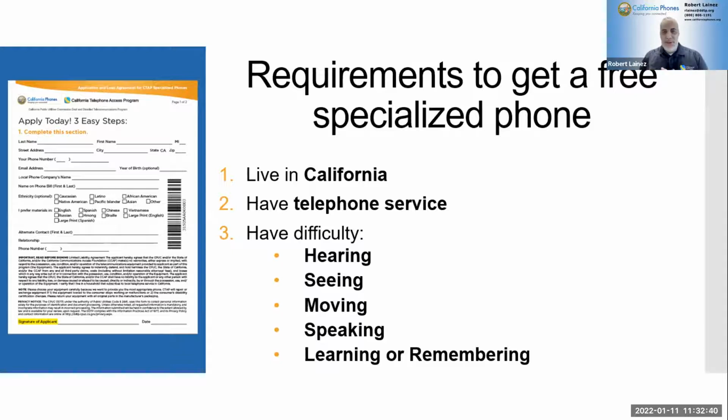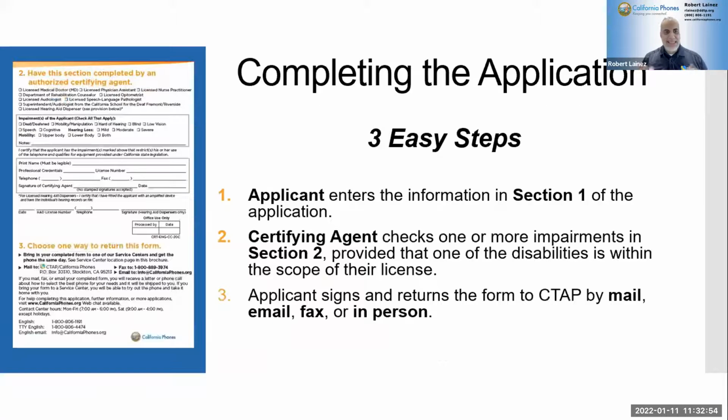What you do is you fill out the first portion. The first portion just has your information: where do we send you the phone, what your phone service is, and all that good stuff. The second portion is where you take it to an authorized certifying agent, and I'll show you who those agents are. Once you take it to an agent, they will fill out the second portion. You don't have to fill out anything on the second portion. The certifying agent will, and they will put their credentials and their license number on there.